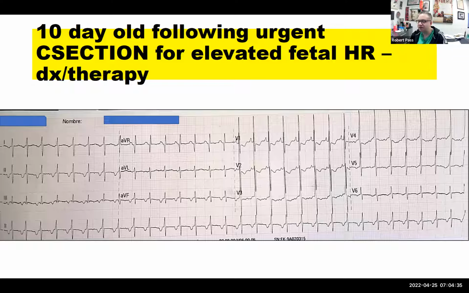So is there anything about this tracing that would push you in one direction or the other? You would get full credit for saying one or the other, but if I forced you to say which one is most likely, or alternatively, if you don't know the answer to that, is there anything you could do provocatively to prove it's one or the other? Try giving adenosine. What would happen if you gave adenosine and the patient had ectopic atrial tachycardia?